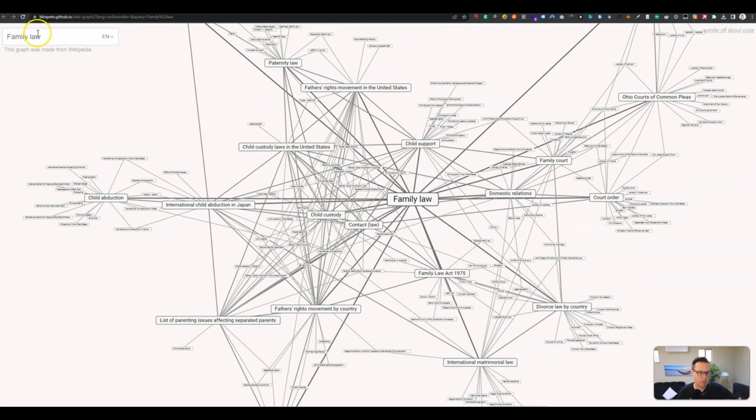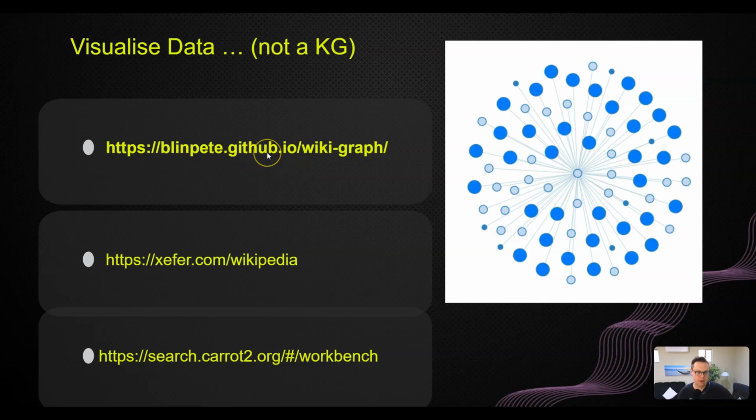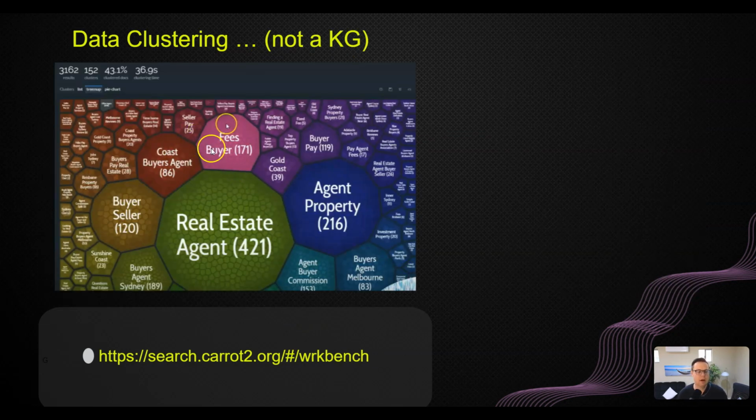Cool, I hope you enjoy exploring these Wikipedia graphs a bit. So the visualization for Wikipedia that we've looked at is on blindpete.github.io. There's also other ways to visualize knowledge bases. These are all not knowledge graphs. That's why I've put that at the top, not a KG, but these are knowledge bases. I've got one video on this channel where we're looking at clustering keywords with Search Caret. Again, not a knowledge graph, but still a really cool way to visualize all of the topics that your clients are talking about or that your customers are interested in.